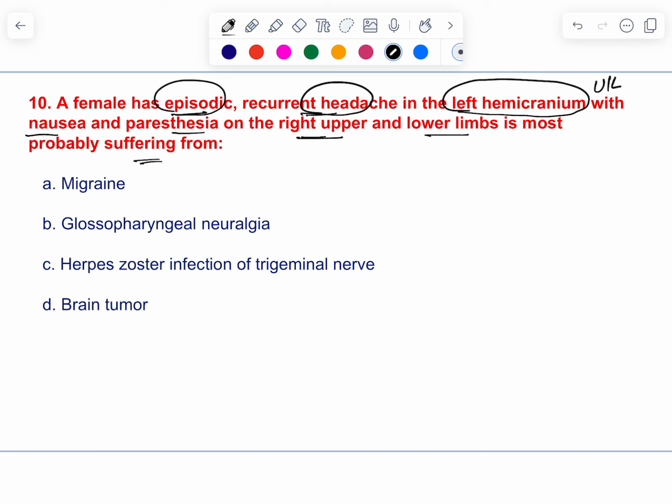And in patients with migraine, please remember, along with headache, in a certain group of individuals there can be hemiparesis, that is called hemiplegic migraine, or in a certain group of individuals they will have paresthesia of the right upper as well as lower limb. So this is very much suggestive of migraine here, right? Next question.